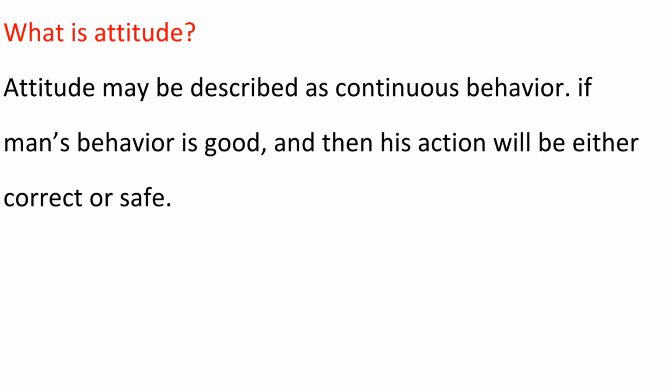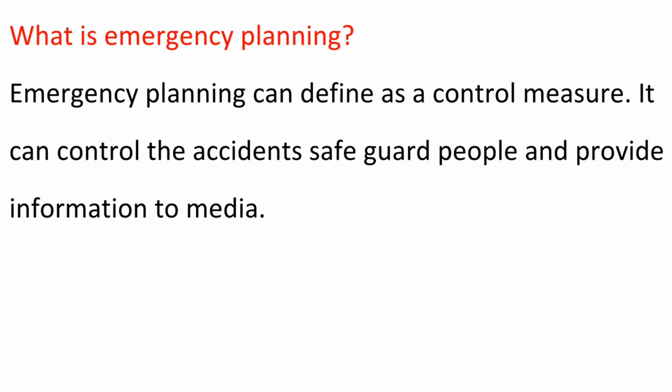Question. What is attitude? Answers. Attitude may be described as continuous behavior. If a man's behavior is good, then his action will be either correct or safe. Question. What is emergency planning? Answers. Emergency planning can be defined as a control measure. It can control the accidents, safeguard people and provide information to media.